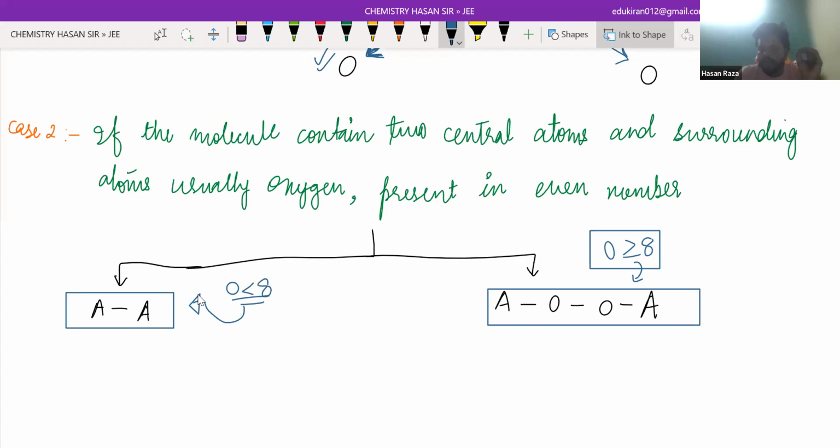Yes, sir. If oxygen is in even number, you have two linkages, AA and AOOA. For AA, oxygen is 2, 4, 6, and for AOOA, the oxygen will start from 8, 10, 12. Generally, you will have up to 8 in your syllabus, so you don't need to worry about this.